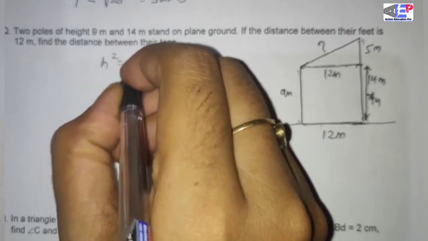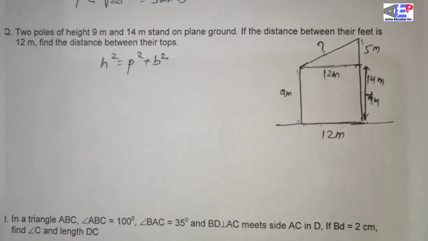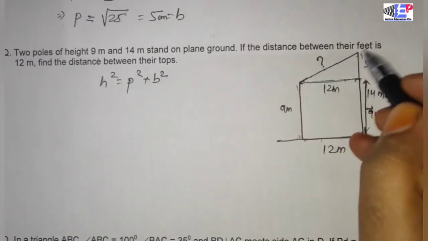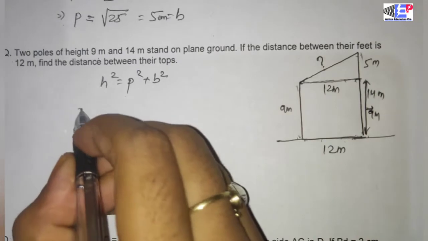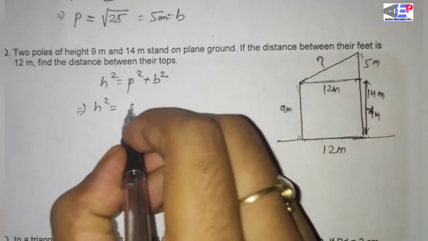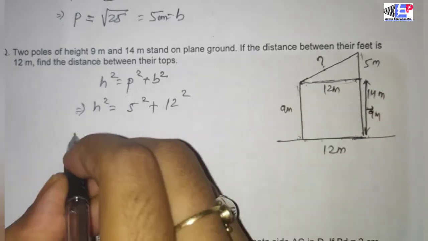According to Pythagoras theorem, h square is equal to p square plus b square. We don't know what is the value of h, so here it remains as h square, and p is the perpendicular, which is 5 square, plus b is 12 meters. So square of 12. Now solve it.